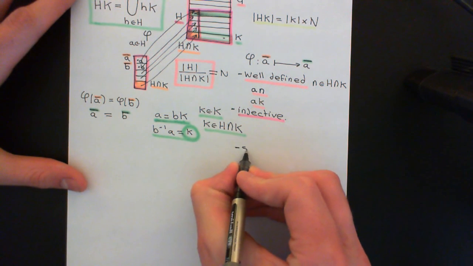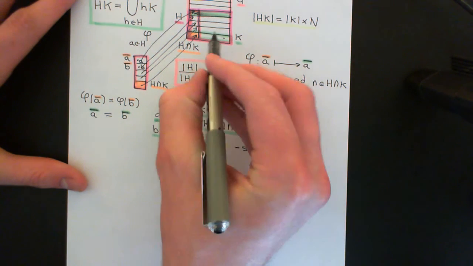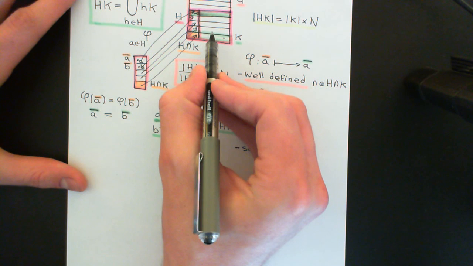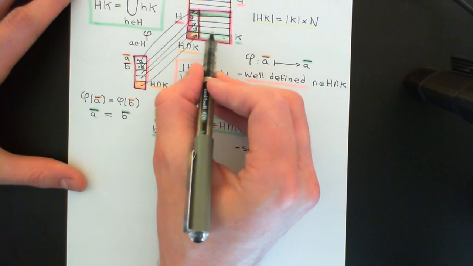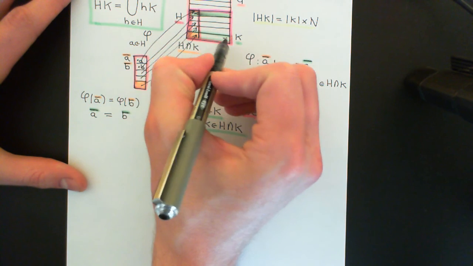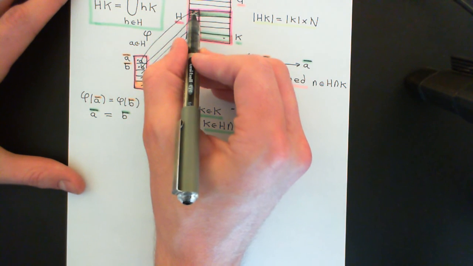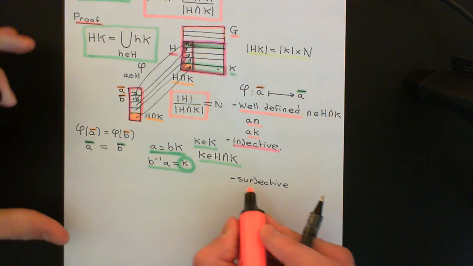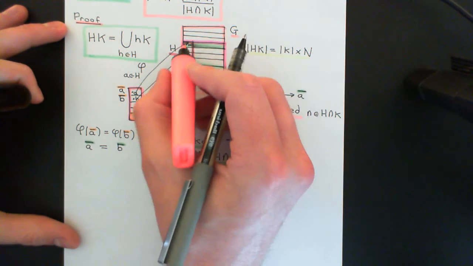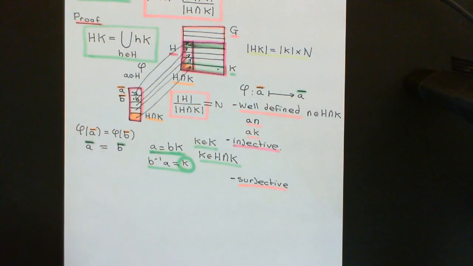Okay, and finally, surjective, so I want to prove that it's onto. I want to prove that every coset of K over here that contains an element of capital H, and that is important. I'm not saying that every coset of K in the entire group will have something over here corresponding to it. Just the cosets of K that contain an element of capital H will have something over here being mapped onto it. Okay, so I want to prove then that every coset of K over here that contains an element of capital H has something over here being mapped onto it.